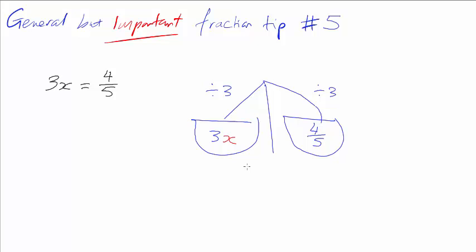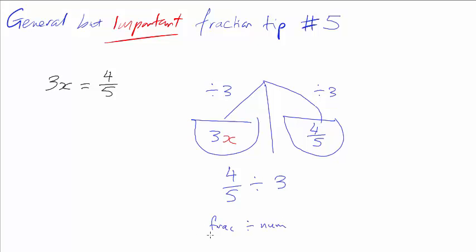Remember, you've got to divide by 3 on this side, and this confuses a lot of people. They're like, okay, how do I do 4 over 5, already a fraction, divided by 3? And it's actually really simple. Literally write that out: 4 over 5 divided by 3. And look what you have: a fraction divided by a number.